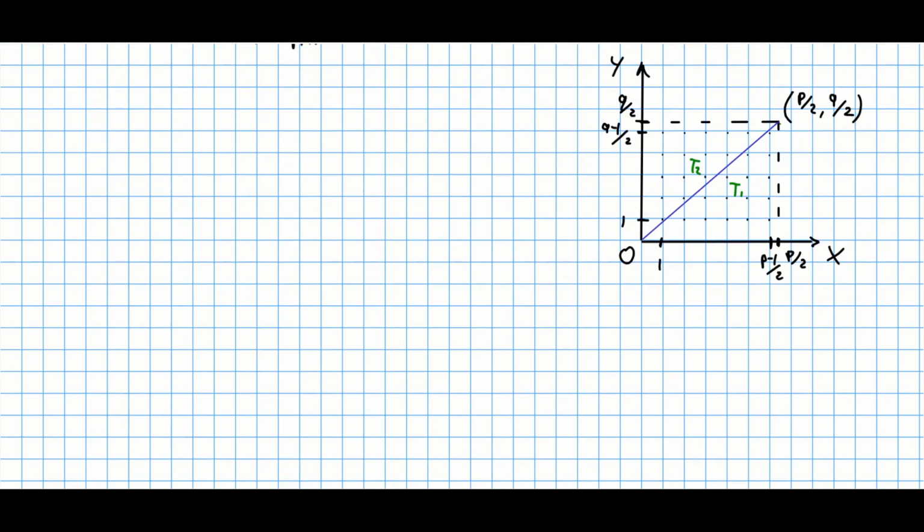Now, since this blue diagonal splits our rectangle into two triangles, I'm going to denote each triangle. This one will be denoted by triangle T1, and this triangle will be denoted by T2. And now here comes the main question: how many bullets are in this triangle T1 and in this triangle T2? By bullet, I mean a point with integer coordinates.